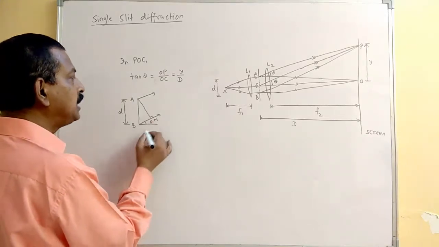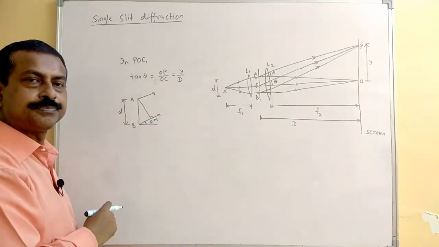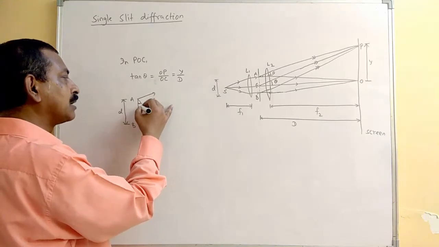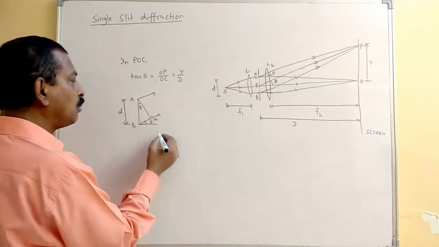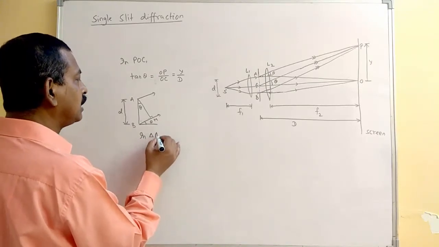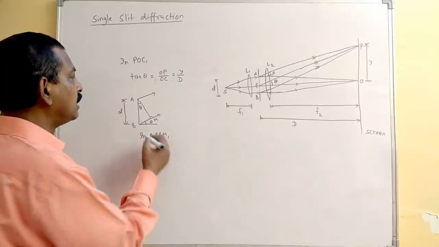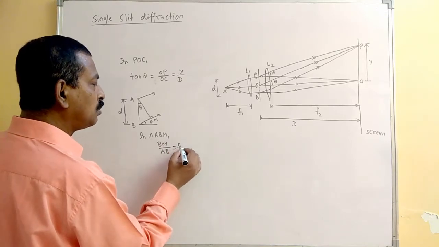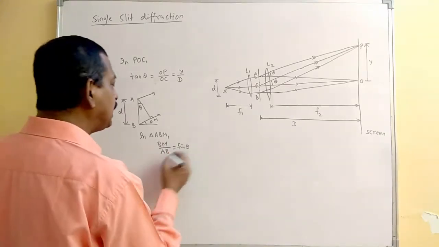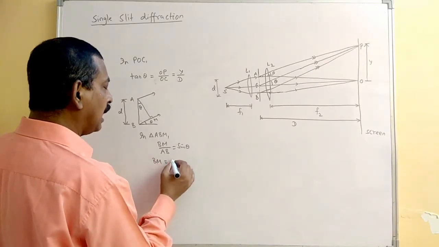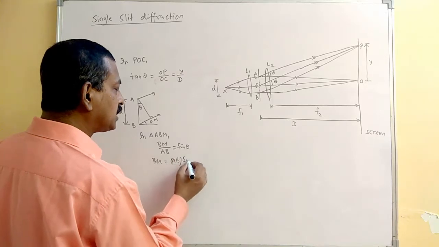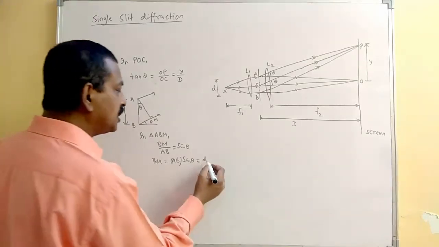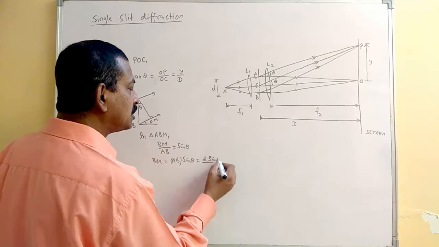So that means this BM, if this angle is theta, obviously this will be 90 minus theta. This is 90. So how much will be this angle? This is also theta. So now in triangle ABM, if you consider BM by AB, this will be sine theta. So BM we can write as AB sine theta. And what is this AB? This is your D. And if this is D, then D into sine theta is your BM.